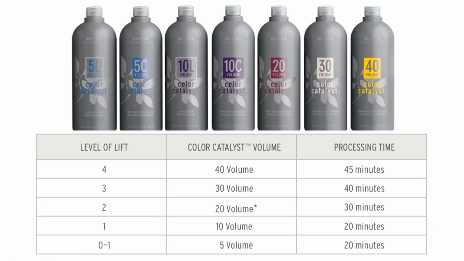I mentioned just before there are levels of lift and our color catalyst, which is also known as our peroxide, or developer, sorry, within our colors. But your level of processing time will vary depending on your levels of lift. So for instance, if we wanted 2 levels of lift here, we would use 20 vol for 30 minutes. And then it's going to go up to 40 minutes if you're using 30 vol, or 45 minutes if we want to get 4 levels of lift.